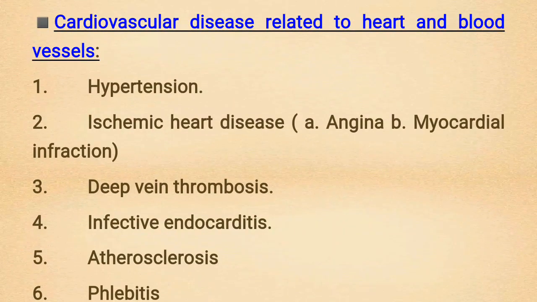Cardiovascular diseases are related to heart and blood vessel. Number 1, hypertension. Number 2, ischemic heart disease, including angina and myocardial infarction. Number 3, deep vein thrombosis. Number 4, infective endocarditis. Number 5, atherosclerosis. Number 6, phlebitis.